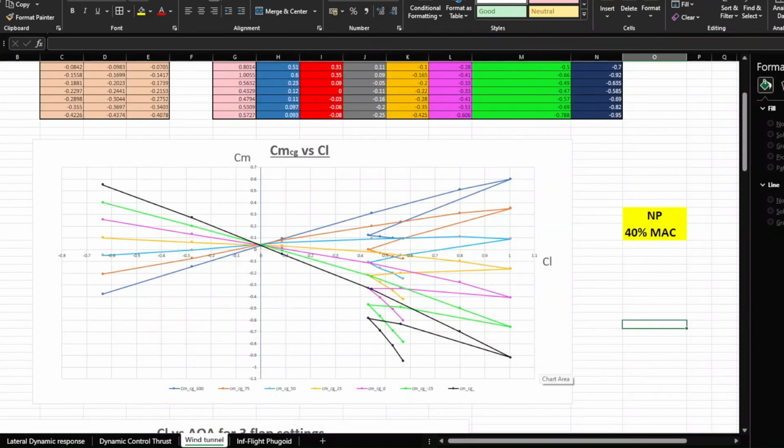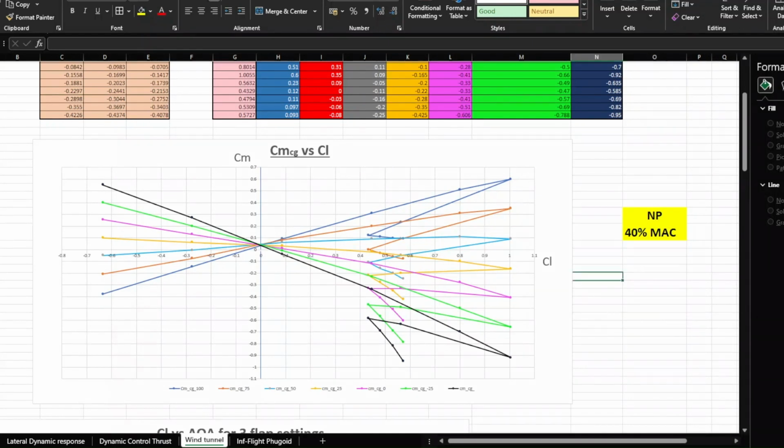This moment coefficient plot versus lift coefficient for different CG positions represents longitudinal stability. A key indicator of a stable aircraft is if its plot slope is negative. A positive slope indicates an unstable aircraft. The black and green lines for negative 25 and negative 50% CG positions of the mean aerodynamic chord appear to be stable. The Albatross would be highly unstable at 100% of the mean aerodynamic chord as indicated by the dark blue plot.